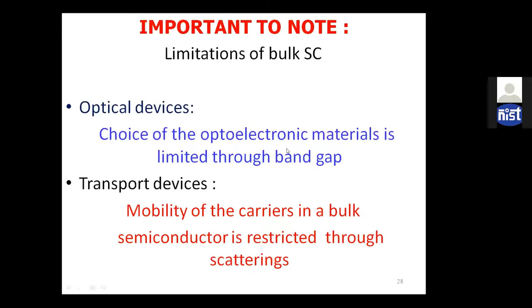If you take bulk semiconductors in optical devices, the choice of optoelectronic materials is limited by the band gap, as naturally there are limited semiconductors having this band gap. So for our day-to-day applications, we should make man-made structures. Second, the mobility of carriers in a bulk semiconductor is restricted by scattering. So instead of bulk, we should consider low-dimensional structures, and we can modulate the structure to get high conductivity or high mobility. Those are the limitations we should overcome.